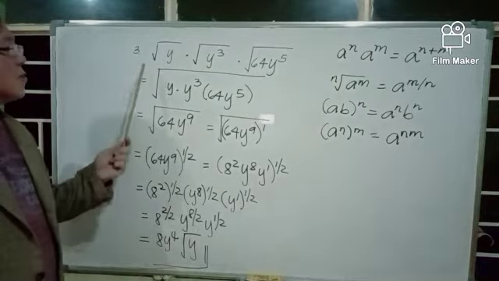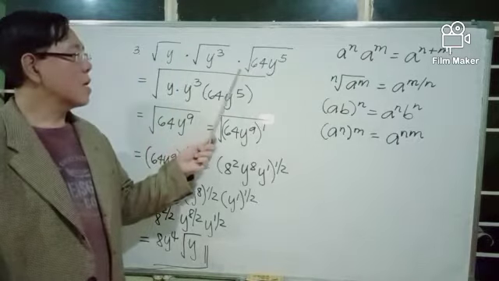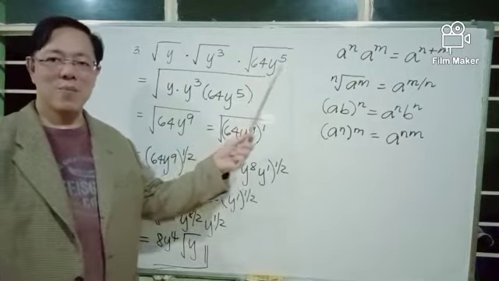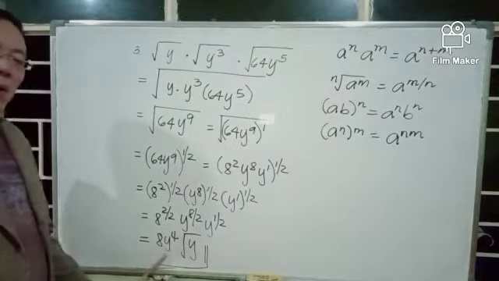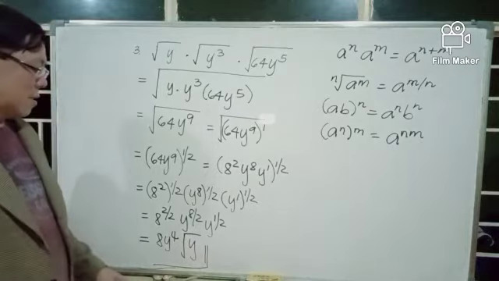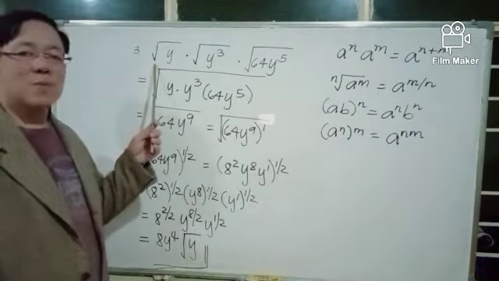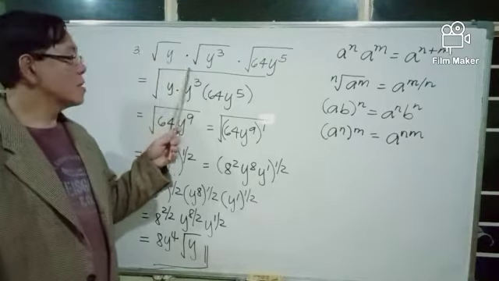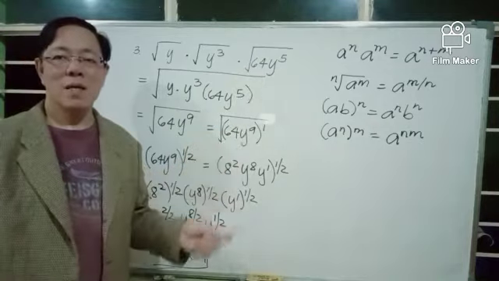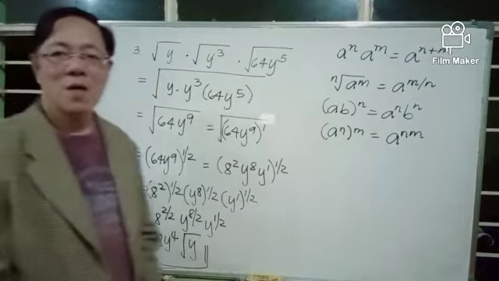Thus, the product of square root of y, square root of y cubed, and the square root of 64y raised to 5 is 8y raised to 4 multiplied by square root of y. This is the simplified form of the product of y, square root of y, square root of y cubed, and square root of 64y raised to 5. Now we state the third property of radical.